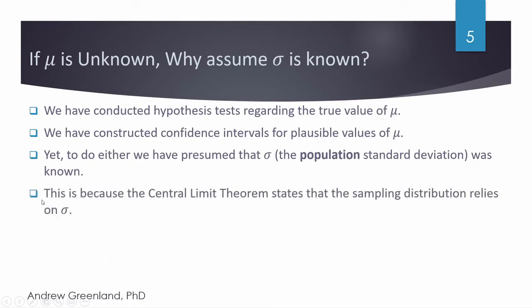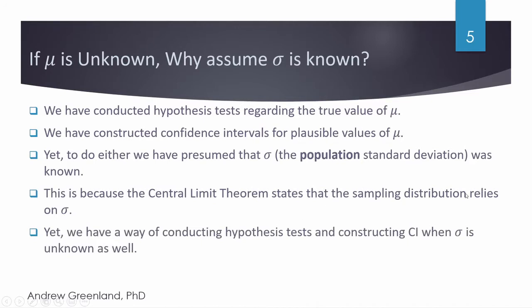Well, the rationale behind why we've done this is because the central limit theorem tells us that the sampling distribution for our sample average is going to depend on this parameter, the population standard deviation sigma. But the good news is we're going to be able to modify our approach for a more general version of hypothesis test and confidence intervals when we no longer presume that sigma is known.